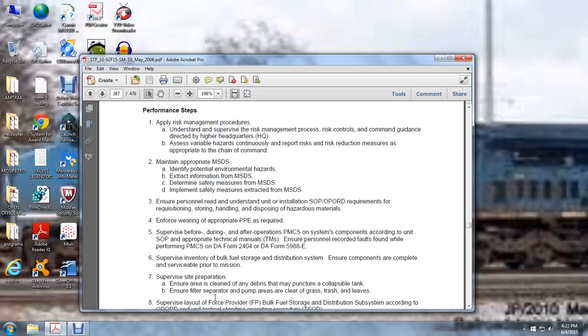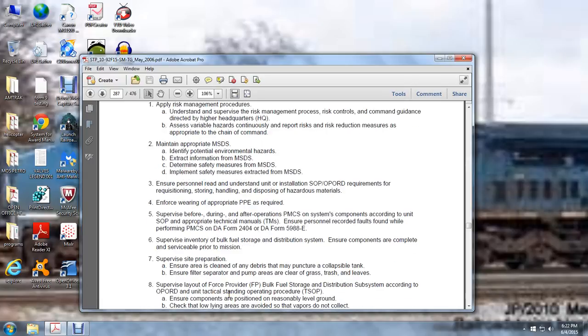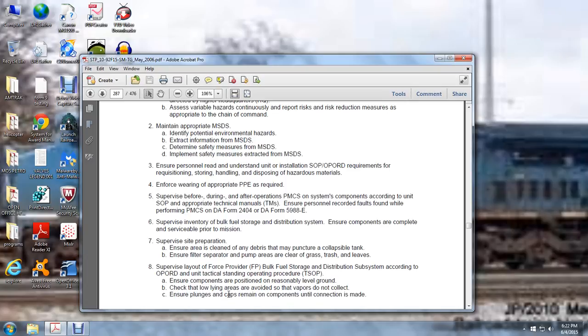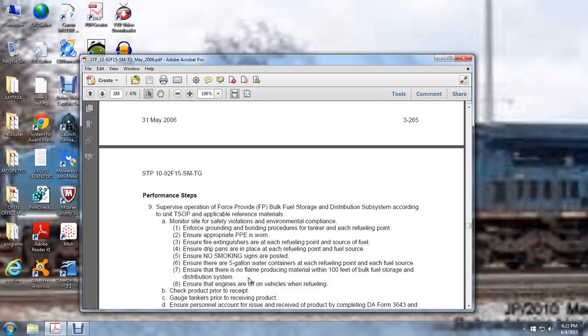Then supervise the site preparation. Ensure the area is clear of any debris that may puncture the collapsible tank. Ensure filter separator and pump areas are clear of grass, trash, and leaves. Supervise layout of the Force Provider bulk fuel storage and distribution system according to the operation order and unit tactical standing operating procedures. Ensure components are positioned on reasonably level ground. Check that low-lying areas are avoided where vapors could collect. Ensure plugs and caps remain on the components until the connection is made.